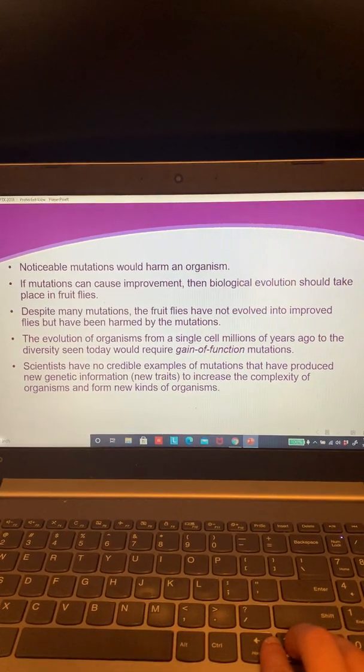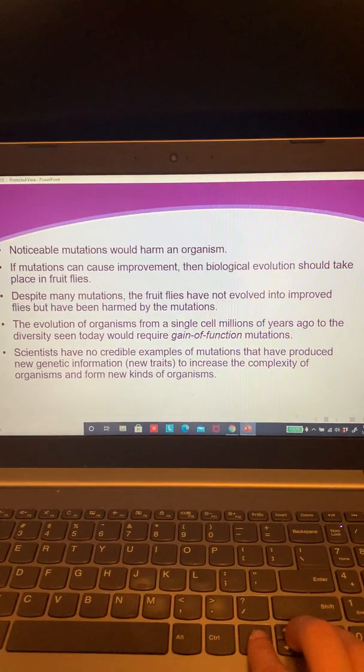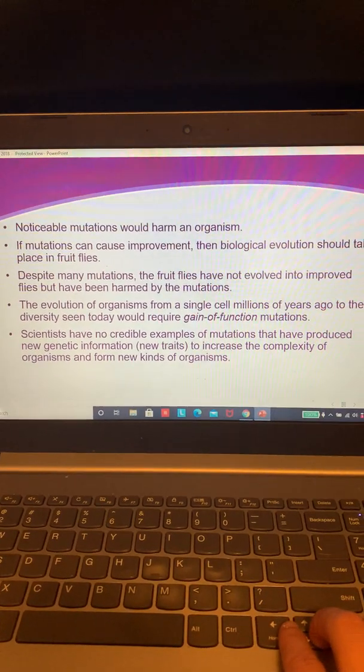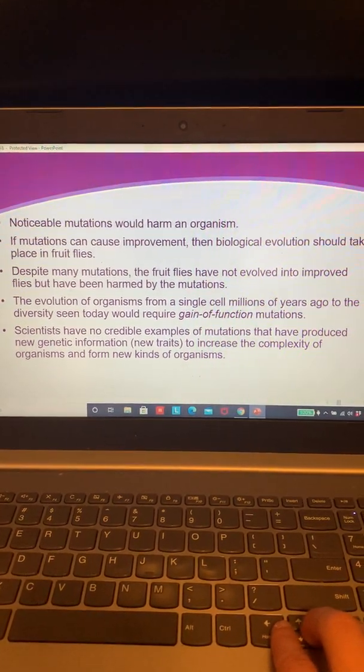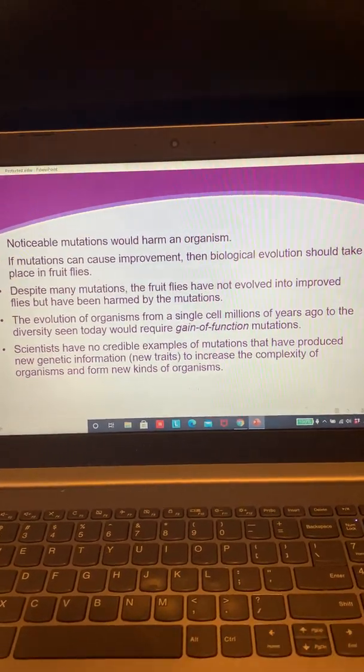Scientists currently have no credible examples of mutations that have produced new genetic information to increase the complexity of organisms and form new kinds of organisms. So there's no evidence of these gain-of-function mutations. Therefore, we have no evidence that what Hugo believed was true.